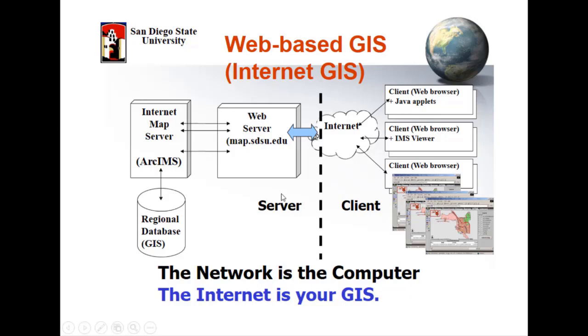So as I said, this is a server-client system. Towards the client, it would be the internet interface through various programming languages like Java applets. That is one client. Then the second client is the IMS viewer, that is the Internet Map Server viewer. The rest of the things can be visualized like this towards the client end. So the network is the computer and the internet is your GIS.